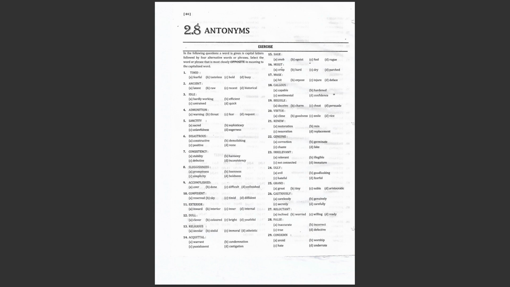Next, virtue. Virtue means someone who has high morality and high standards. And what does vice mean? Vice, which is option number D, means immoral or wicked behavior. That is what vice means. So the correct antonym of virtue would be option number D, vice.